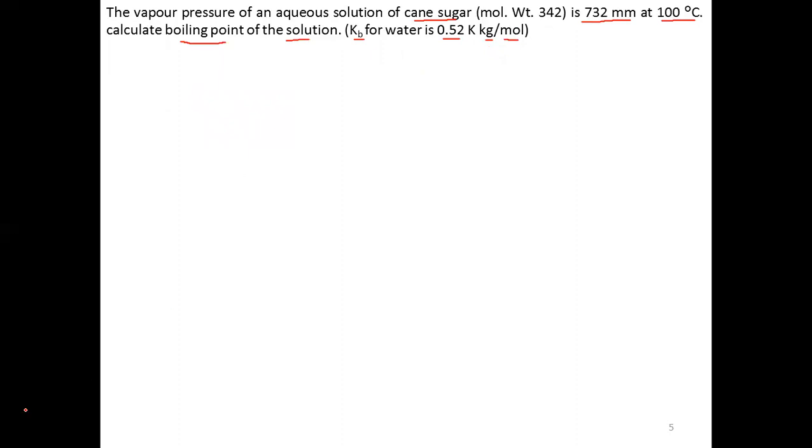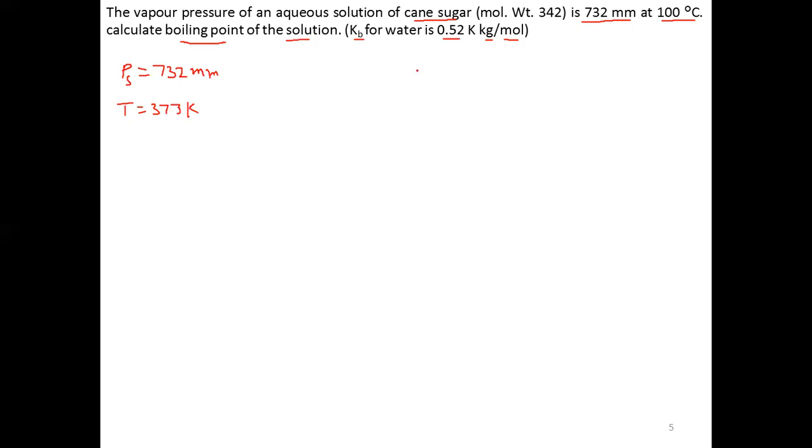So let us see what is given. We are given the vapor pressure of an aqueous solution of cane sugar. Let us denote this vapor pressure by Ps, the vapor pressure of the solution. It is given as 732 mm. The temperature is 100 degrees Celsius, which in Kelvin is 373 Kelvin.